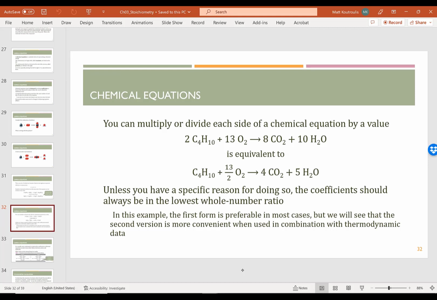So there will be some times where we have to use fractions, but they are rare. Should we be scared of fractions? No, they are our friends. But if you use those in a calculation, don't write the fraction, write it as a decimal. 13 halves is what? 6.5, right? Good.